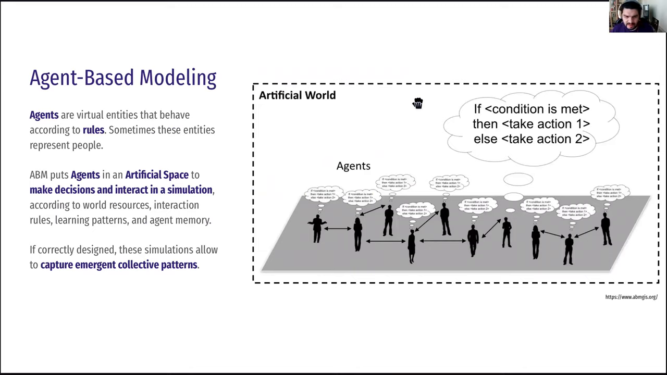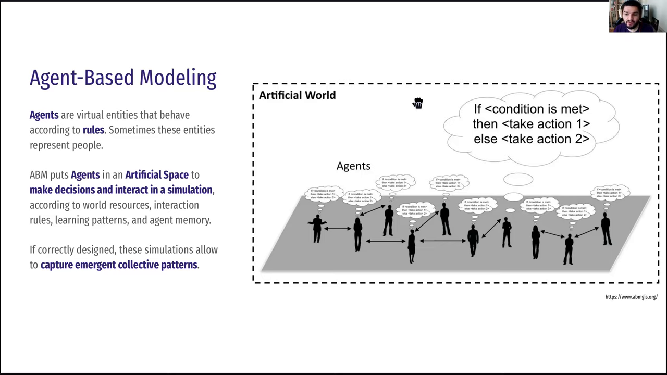So what is the meaning of this agent-based modeling? If you know games, you probably have some notion of this, because here there is an artificial world that may resemble or may not resemble a real world. In our case, it does. And this world is populated by agents. So in this artificial space, these agents live and interact with the world and with other agents according to a set of predefined rules.